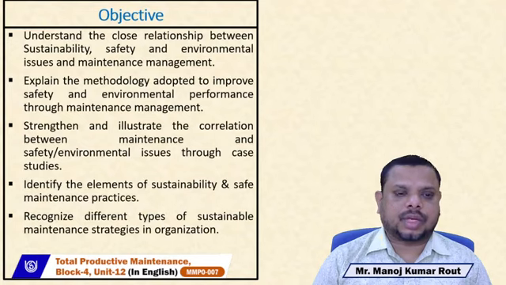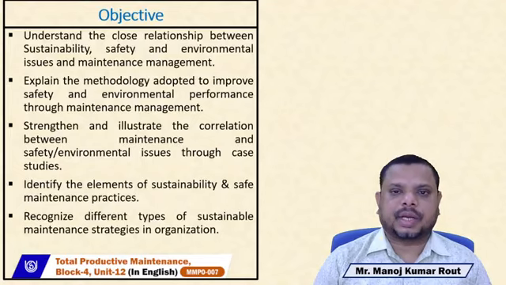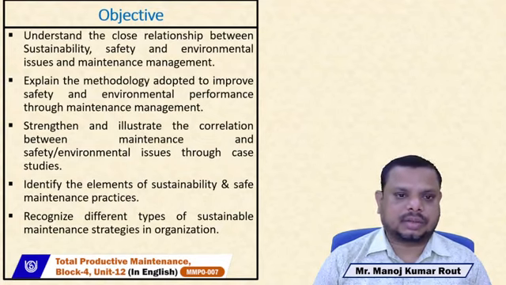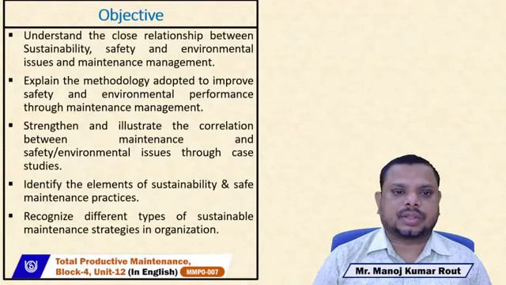Objective number 2: explain the methodologies adopted to improve safety and environmental performance through maintenance management. Then objective number 3: strengthen and illustrate the correlations between maintenance and safety or environmental issues through case studies. The next objective: identify the elements of sustainability and safe maintenance practices. Last one: recognize different types of sustainability maintenance strategies in organizations. So these are the objectives of today's session.